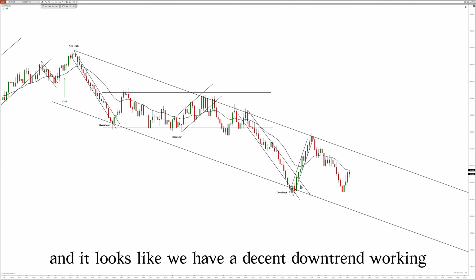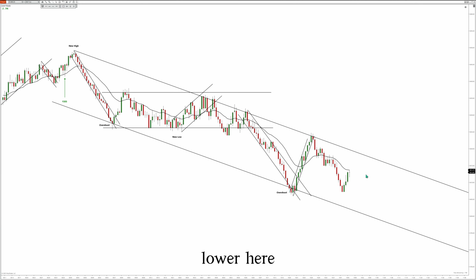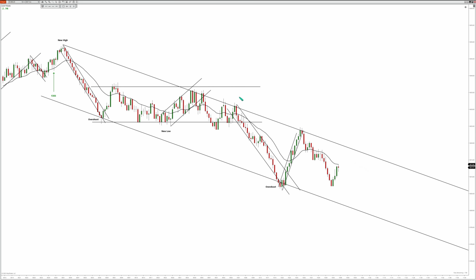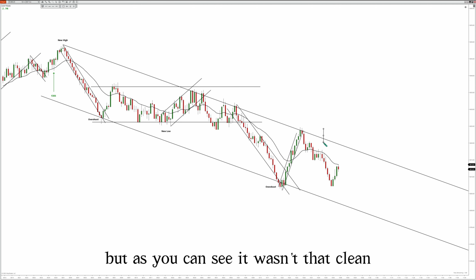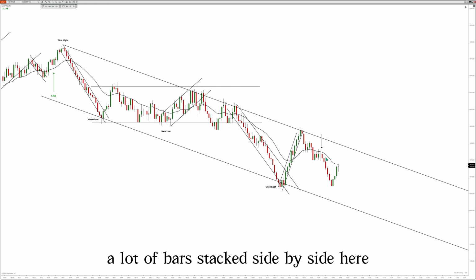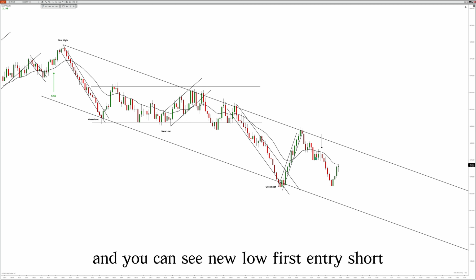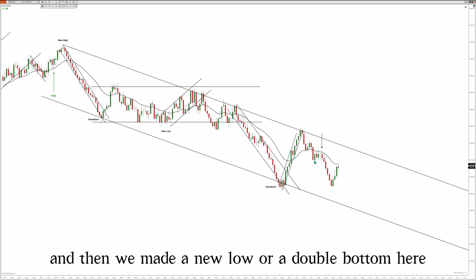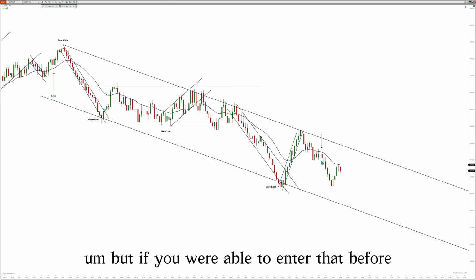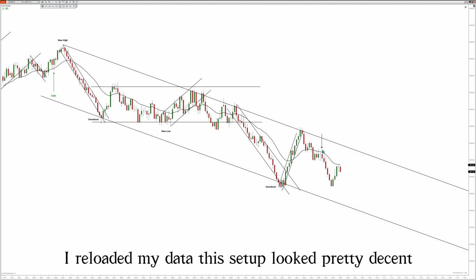All right, just came back and it looks like we have a decent downtrend working lower here. I was hoping for a second entry short here, but as you can see, it wasn't that clean, kind of consolidated. A lot of bars stacked side by side here, and you can see new low, first entry short, and then we made a new low or a double bottom here, so count resets. So this is only a first entry short, but if you were able to enter that before I reloaded my data, this setup looked pretty decent.